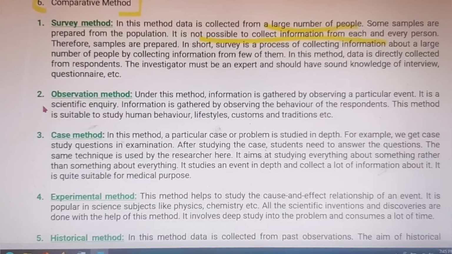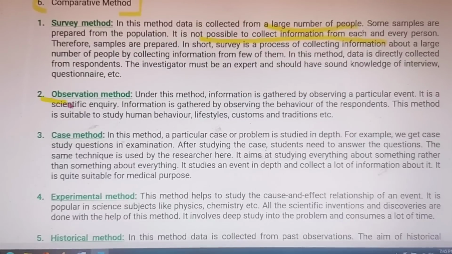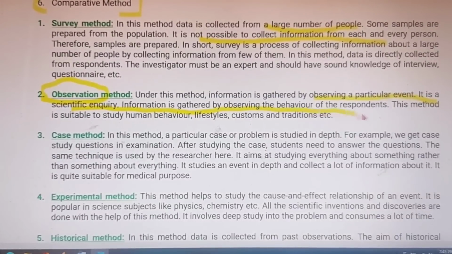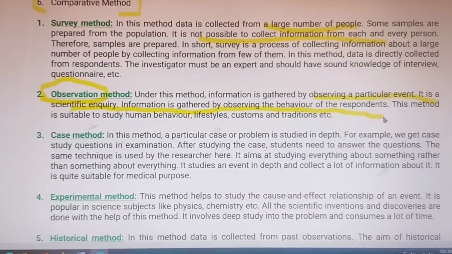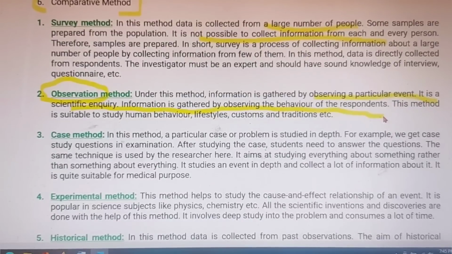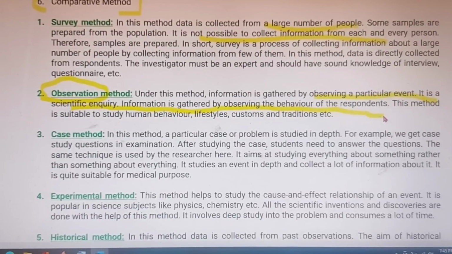The next method is observation method. As the name implies, observation means you will observe the respondent, right? Under this method, information is gathered by observing a particular event or a person, and it is a type of scientific inquiry. Basically, the interviewer or the researcher must be a very experienced and well qualified person, otherwise he will fail to observe others, right?